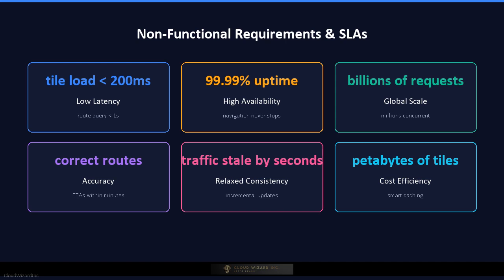Data consistency is relaxed by design. Traffic is inherently stale by seconds, and maps are updated incrementally. Cost efficiency is important because storing and serving satellite imagery, road networks, and historical traffic is petabyte scale. And the system must be fault-tolerant, gracefully degrading when a data center or traffic feed fails.